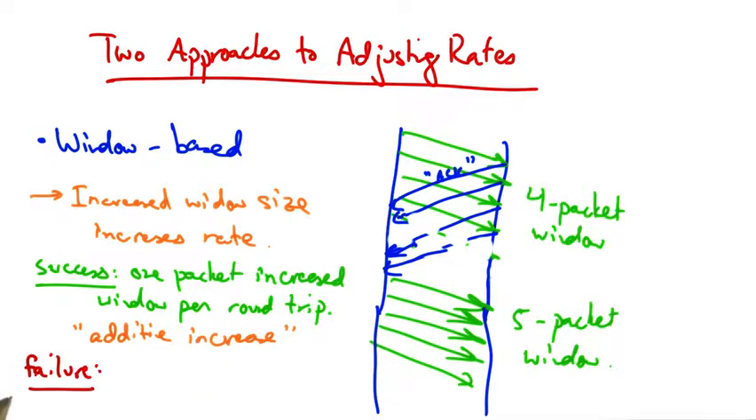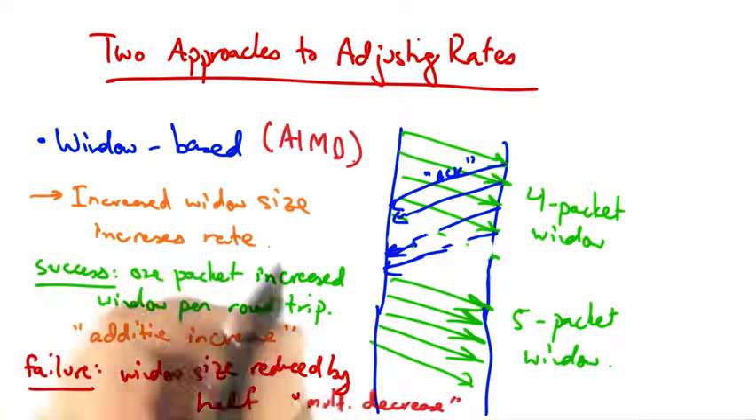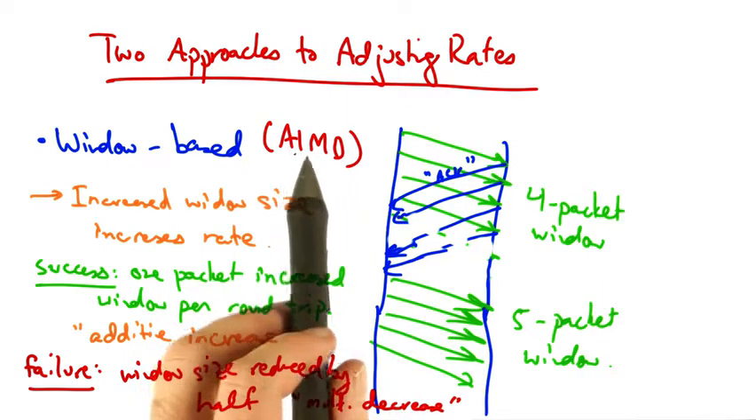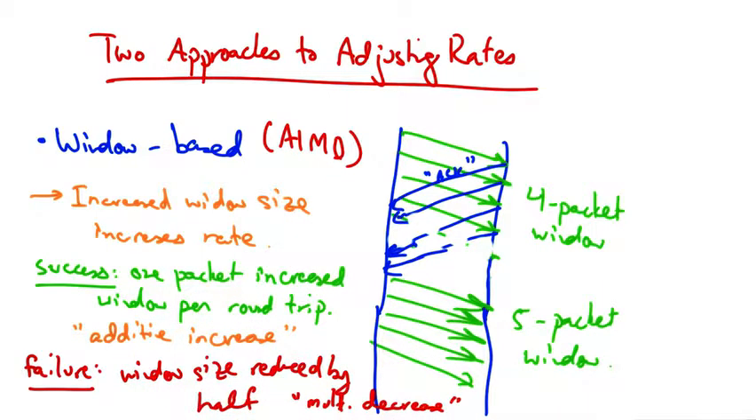If a packet is not acknowledged, the window size is reduced by half. This is called multiplicative decrease. So TCP's congestion control is called additive increase multiplicative decrease, or AIMD.